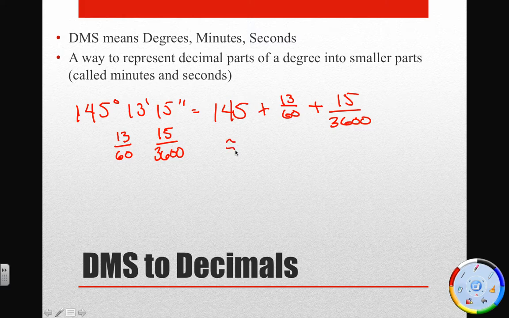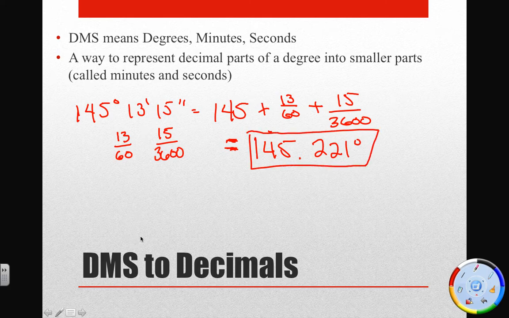That's pretty easily done on our calculator. We just type in 145 plus 13 divided by 60 plus 15 divided by 3,600. It's kind of ugly, but I get 145, which is obvious because it's got to be 145 point something. 145.22, let's round to the thousandths here. 145.221 degrees. So that would be going from DMS to decimals. Notice this out of 60 and this out of 3,600 are very important for us.